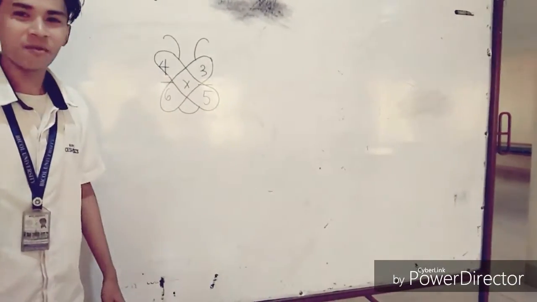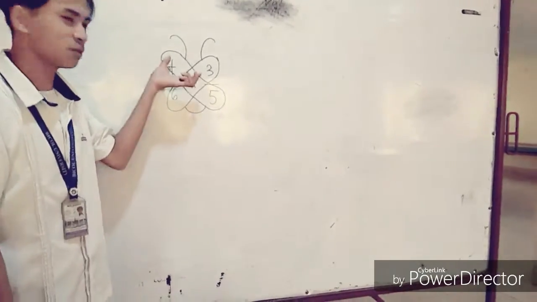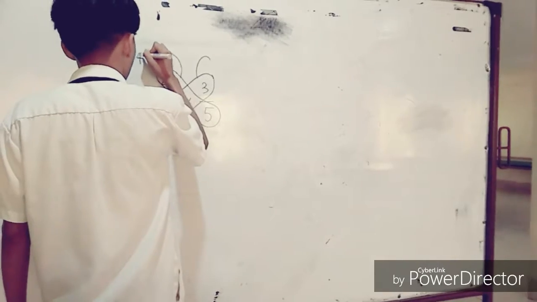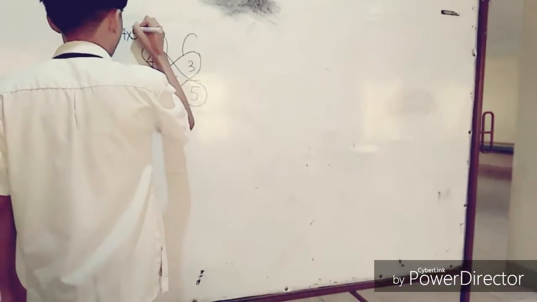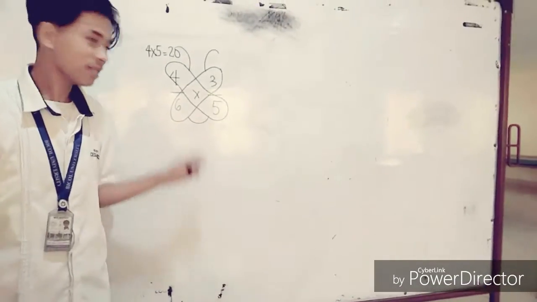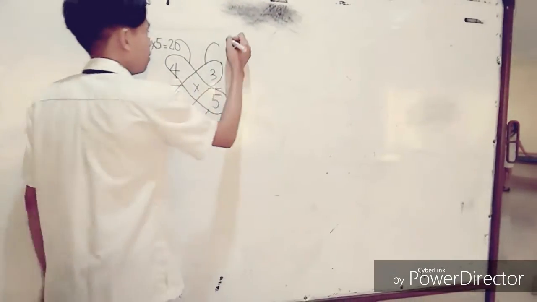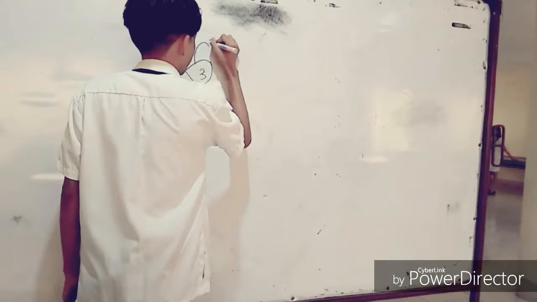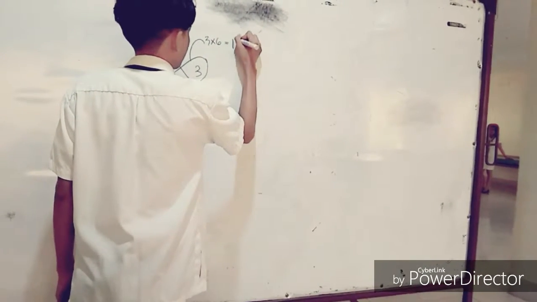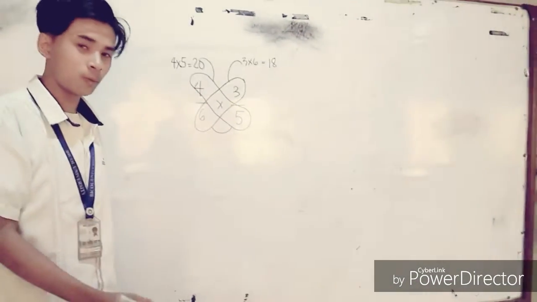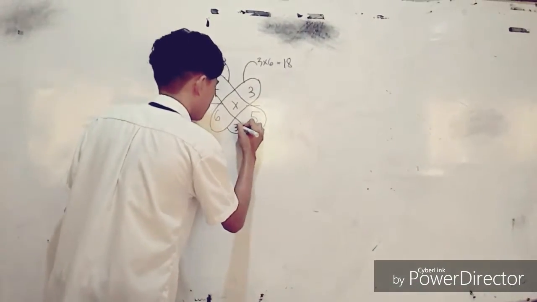After drawing the butterfly, we will multiply these two numbers. So 4 times 5 is equal to 20. And 3 times 6 is equal to 18. Then 6 times 5 is equal to 30.